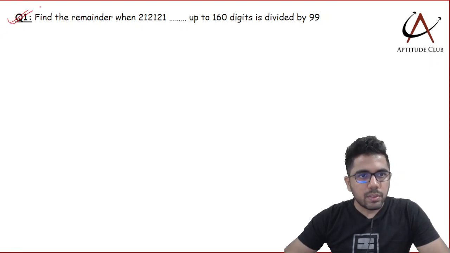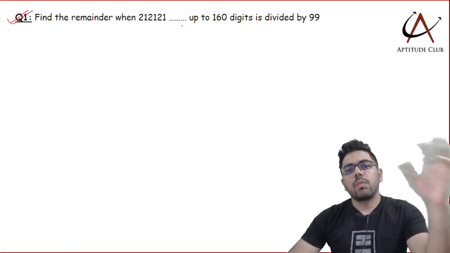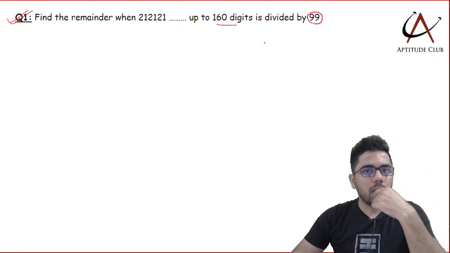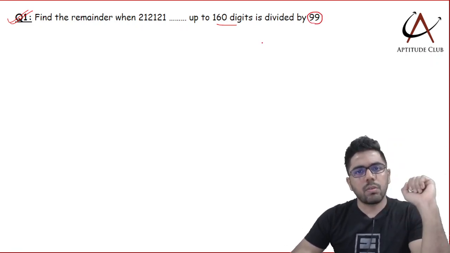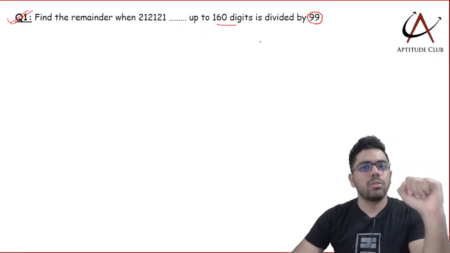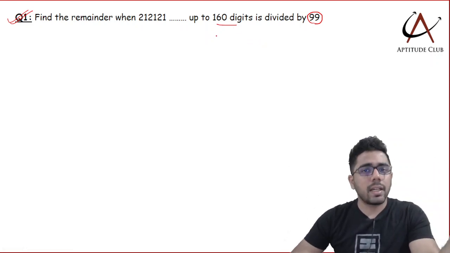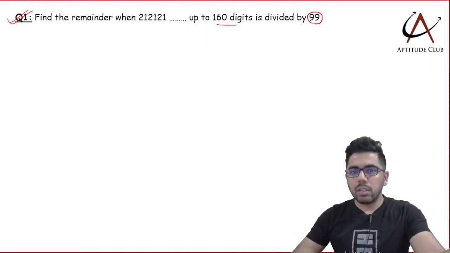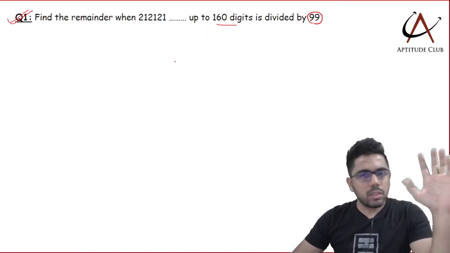So let's take a look at the first question. Find the remainder when 212121 up to 160 digits is divided by 99. All right, this is what is called continuous digits. I hope all of you get this logic now, why I called it continuous digits, because this 212121 is repeated till 160 digits. So how do you solve these kinds of questions?